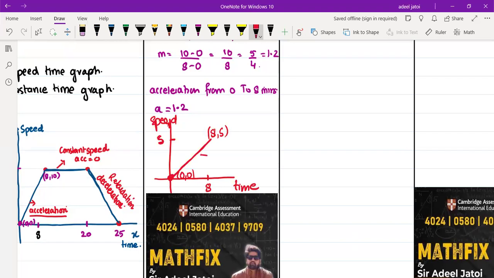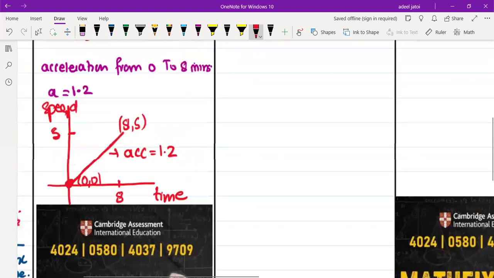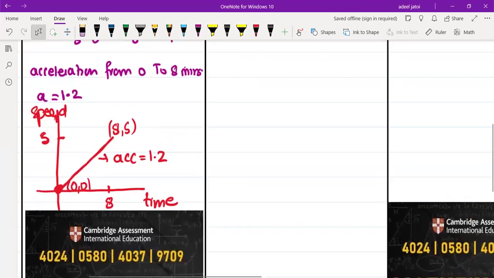But now you know one thing, that your acceleration is 1.2 here. Or the question can directly tell you that the gradient of the line is 1.2, or that the acceleration is 1.2. So what you can directly achieve through the gradient formula again, which will be y2 minus y1 upon x2 minus x1. But this time this should be equal to what?